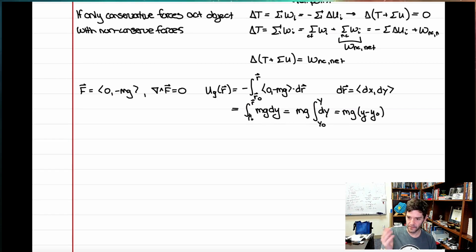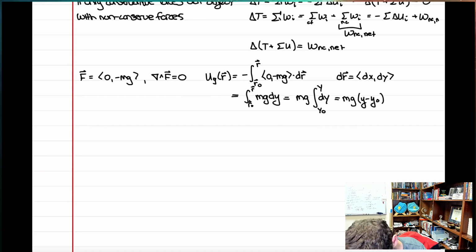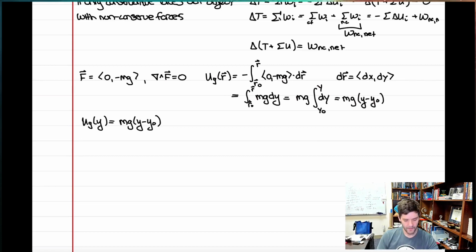where y naught is a location that I get to choose, which is going to correspond to where the potential energy equals 0. So most generally, I can write that this is just a function of y. This is mg(y minus y naught). If you're used to seeing something like mgy or mgh, they were making a choice, in that case picking y naught to be 0. Whatever y equals 0 is for that coordinate system is where the potential energy equals 0. But again, it does not matter.